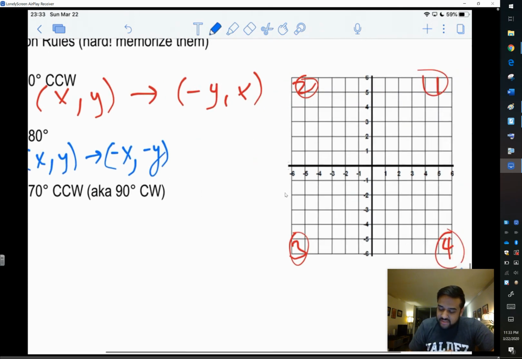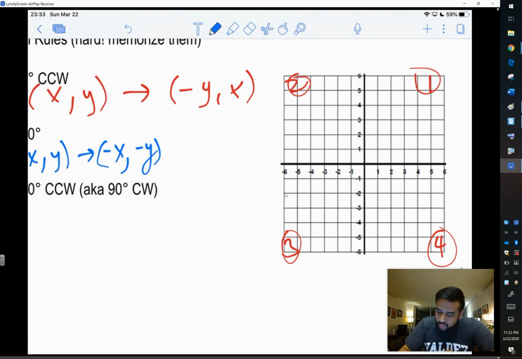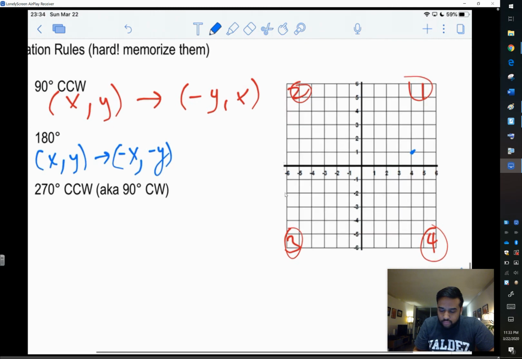One test case, let's say I have the point (4, 1). If it's turning 180, it's going to turn a half rotation around. So it's going to look something like that, somewhere over here. It should go to the third quadrant. So (4, 1), according to this rule, would be (-4, -1). And here you can see we would have done a 180 to achieve that.